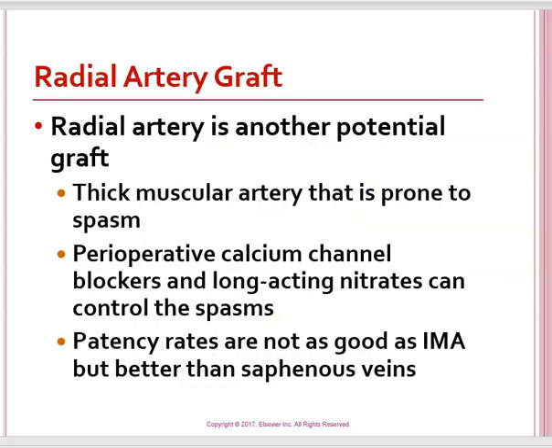Now, they can do another type of grafting. The radial artery is another potential graft because it's a really heavy-duty artery. But the patency rates are not as good as the internal mammary, but they're better than the saphenous veins because it is actually an artery. Now, they took out the radial artery, so don't you have to be really careful about making sure that that hand is still getting adequate arterial blood flow to it? Yeah, you do.